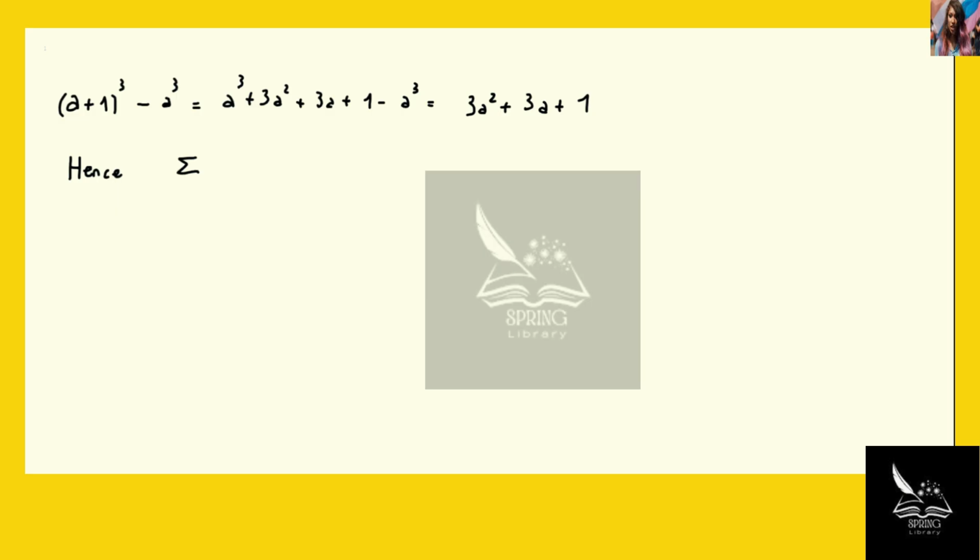Now let's write the sum for k from 1 to n of 3k^2 + 3k + 1. This is because of the observation above, just the sum for k from 1 to n of (k+1)^3 - k^3. But now this is a telescopic sum, therefore this sum just turns out to be (n+1)^3 - 1.